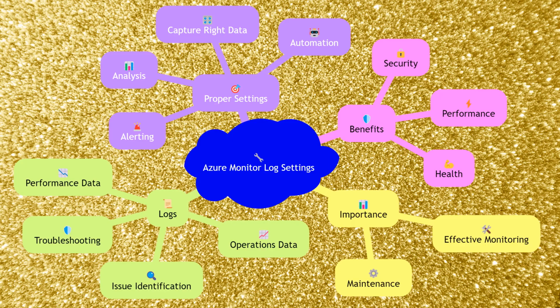Configuring log settings in Azure Monitor is crucial for effective monitoring and maintenance of Azure resources. Logs provide detailed information about the operations and performance of your resources, helping you identify and troubleshoot issues quickly. Proper log settings ensure that you capture the right data, which can be used for analysis, alerting, and automation. This helps in maintaining the health, performance, and security of your Azure environment.